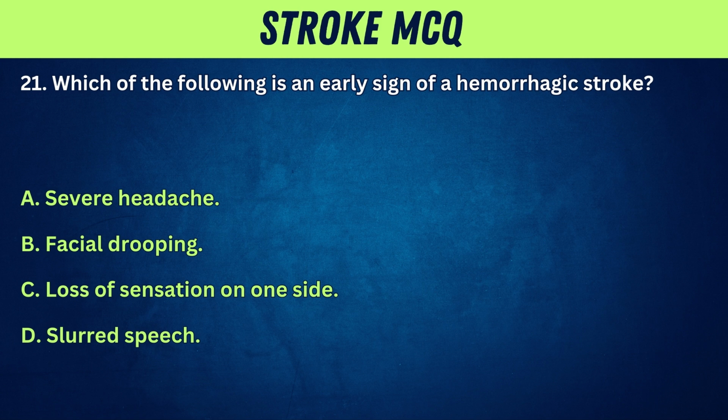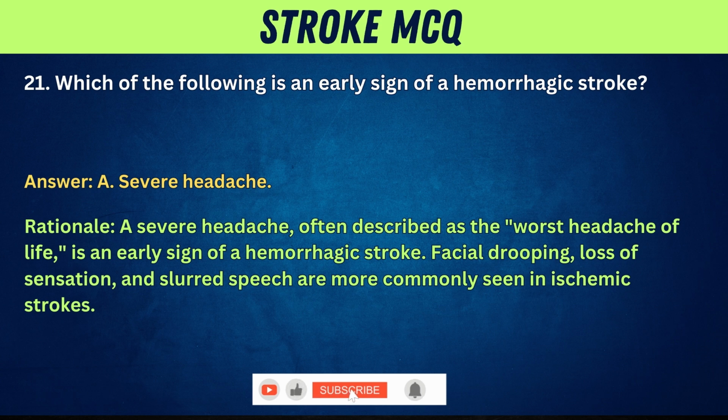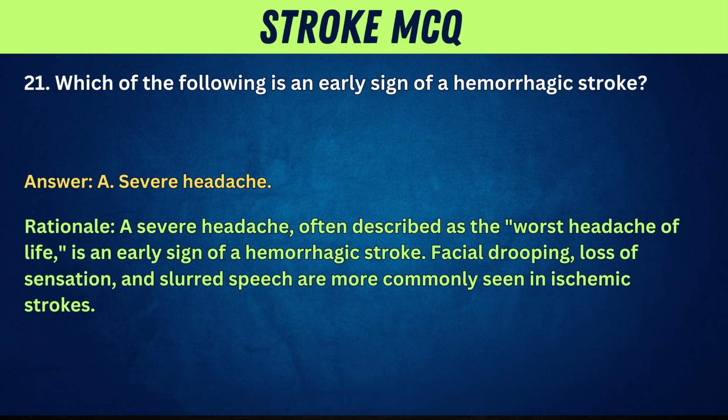A. Severe headache. B. Facial drooping. C. Loss of sensation on one side. D. Slurred speech. Answer: A. Severe headache. Rationale: a severe headache, often described as the worst headache of life, is an early sign of a hemorrhagic stroke. Facial drooping, loss of sensation, and slurred speech are more commonly seen in ischemic strokes.